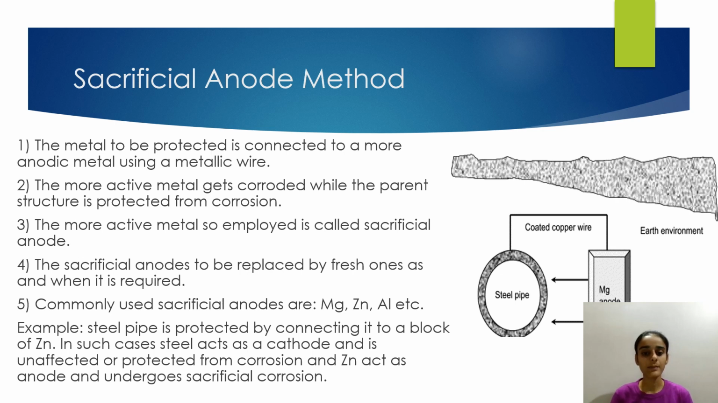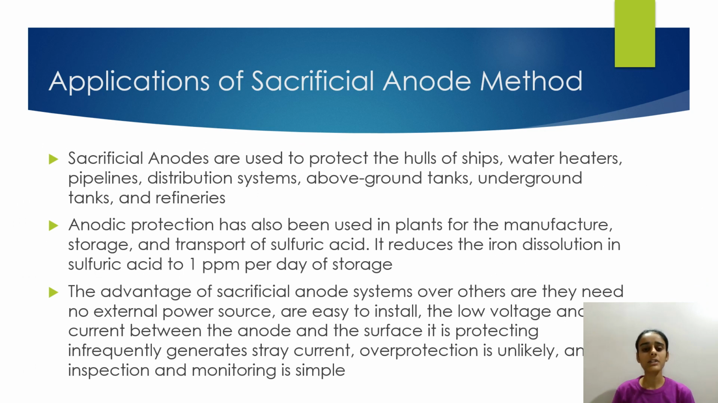Example: a steel pipe is protected by connecting it to a block of zinc. In such cases, steel acts as cathode and is unaffected or protected from corrosion, and zinc acts as anode and undergoes sacrificial corrosion. Applications of sacrificial anode method.